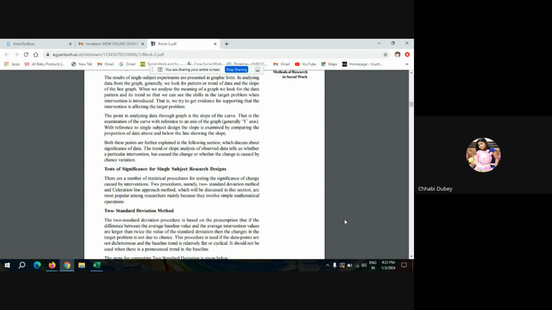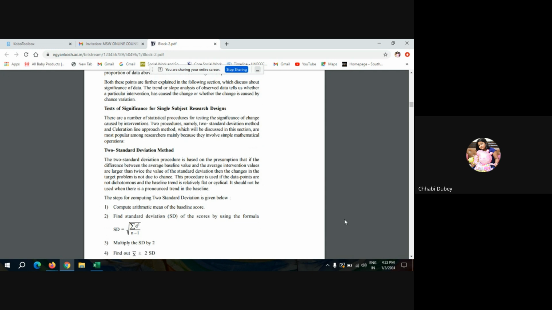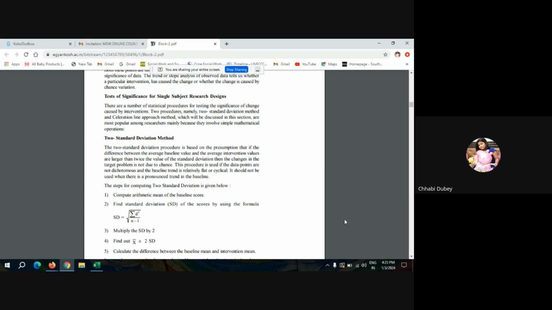Now, there are a lot of statistical procedures for testing the significance of changes that are caused by interventions. There are two procedures. One is known as the two standard deviation method, okay, and the other one is the acceleration line approach method, okay. Now, these are mostly standard deviation methods. You need not actually go too much into it. Mostly, they require the use of appropriate formulas.